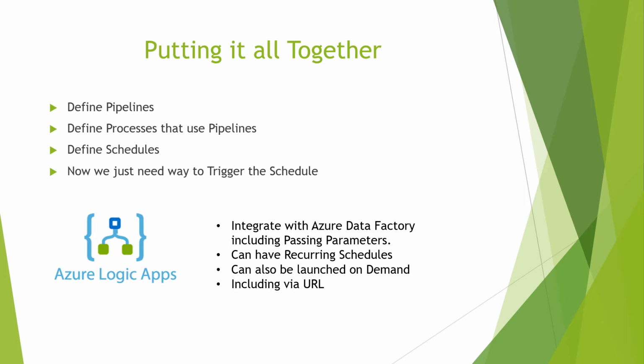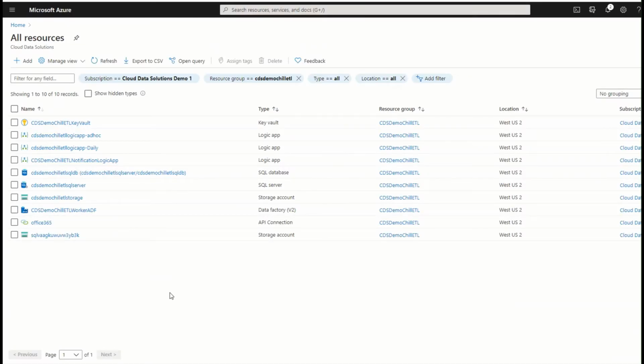In Logic Apps, you could have recurring schedules. You could also have Logic Apps that run on demand or based on other events, including running it just off of a URL. Here's an example of where we have a Logic app that's been created to trigger our daily schedule. So we've created the Logic app. We want to schedule it.